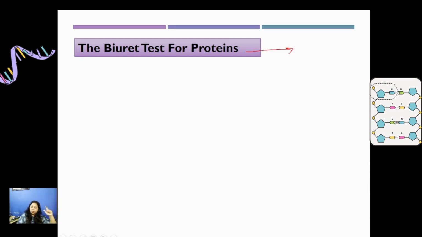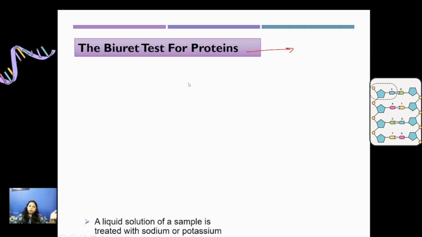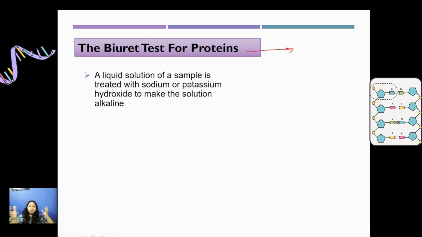As I have discussed in the introduction as well, for proteins we need a peptide bond, and here we need a few peptide bonds in order to carry out the reaction. So it doesn't mean that you have to have a longer chain of amino acids, you can have a shorter chain, but keep in mind you should have peptide bonds. So simply we add the biuret solution into our sample.